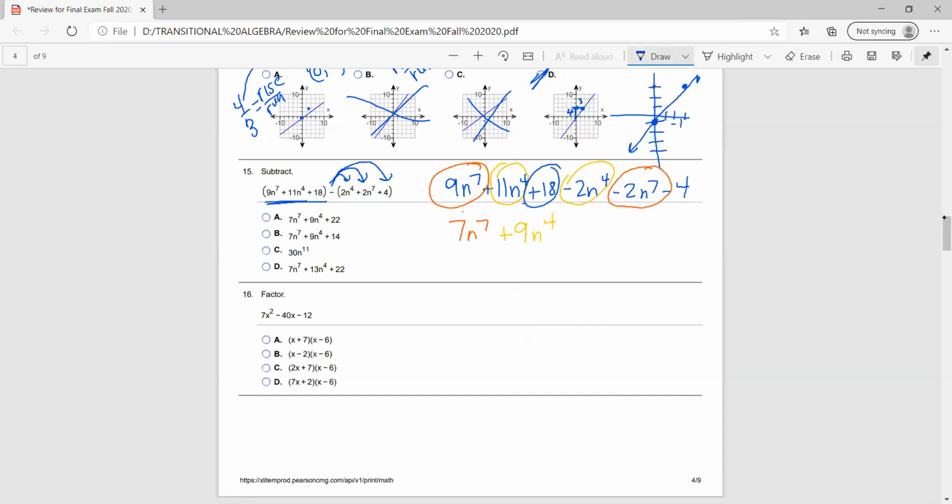This +18 and this -4 could go together, and 18 minus 4 is a +14. And so on number 15, the correct answer is B.